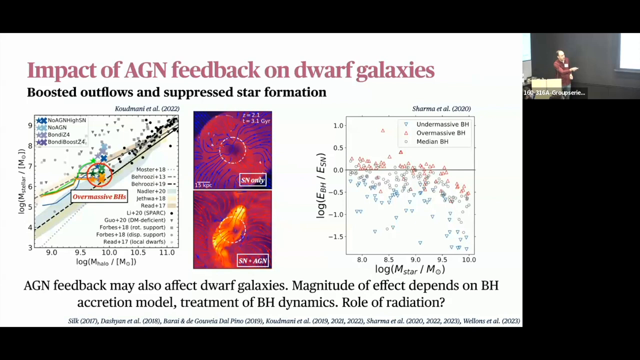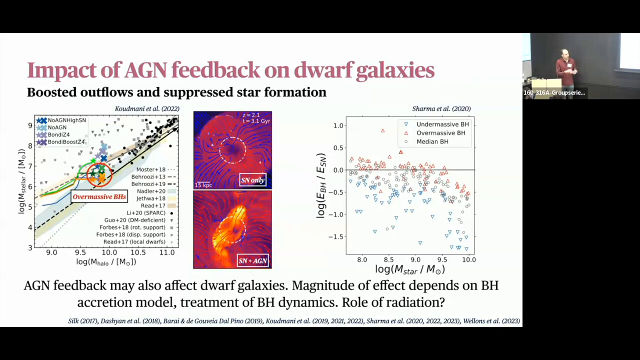So this is a simulation of a dwarf where there's only supernova feedback, and this is a simulation of a dwarf where the black hole has also grown and boosted the outflow. This behavior is seen in different simulations. So here on the right are results from the Romulus simulation, where in some cases it's even found that the energy injected by the black holes can be dominant, at least in some cases.